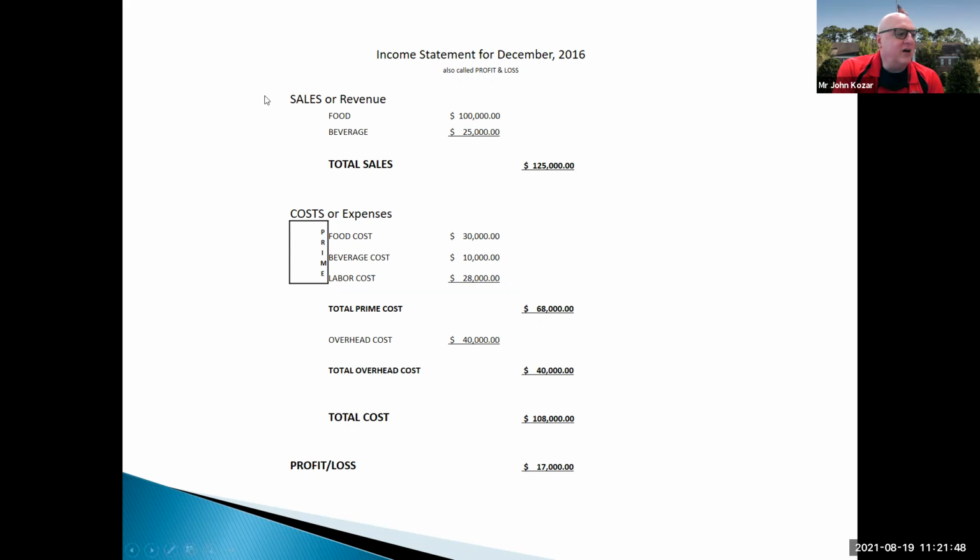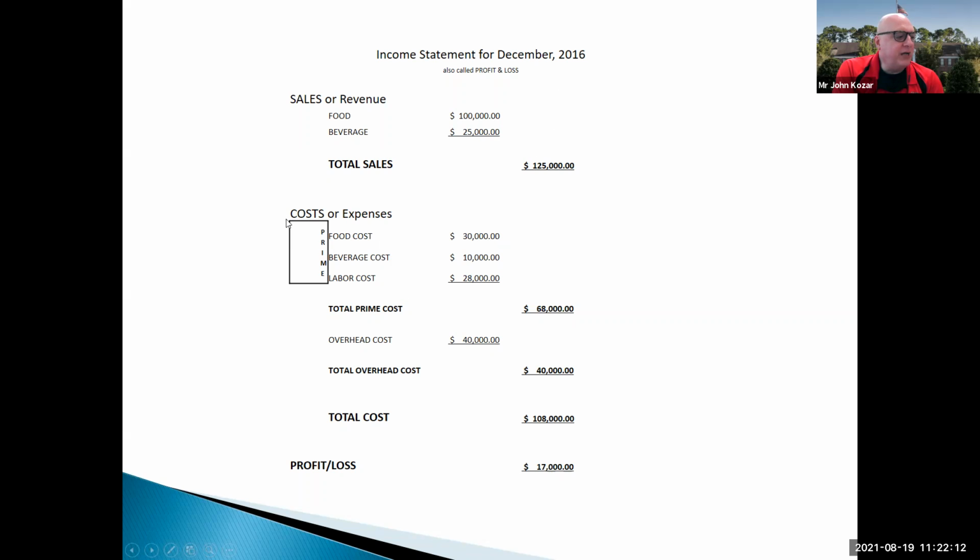And as I said, on the top, we have our sales figures. Food sales is 100,000 and beverage sales is 25,000. So our total sales is $125,000. So this column on the right will be where we put our subtotals until we get down to the bottom.